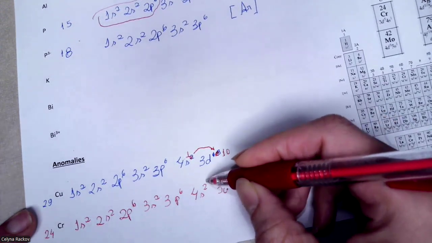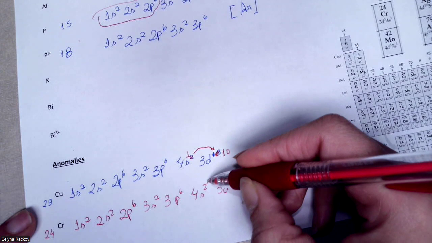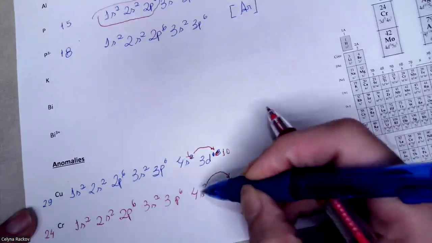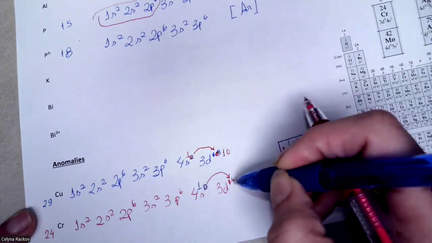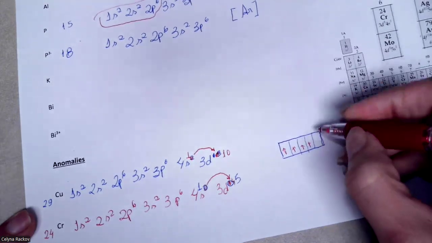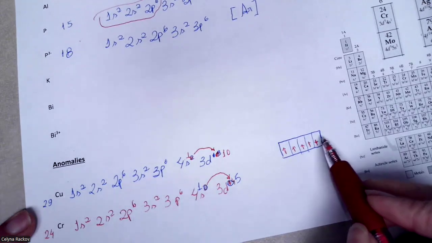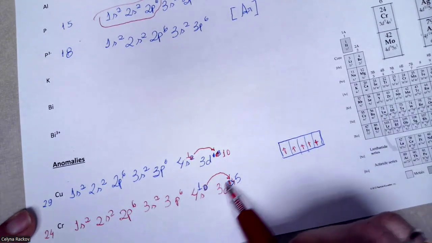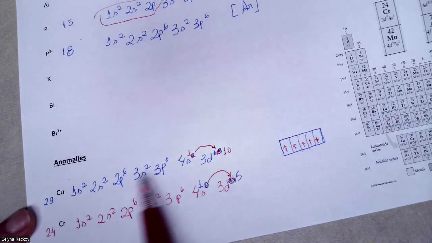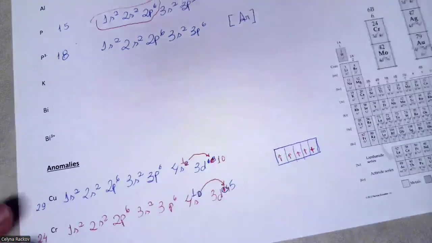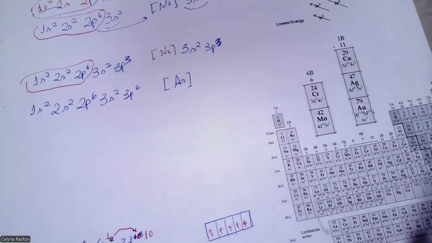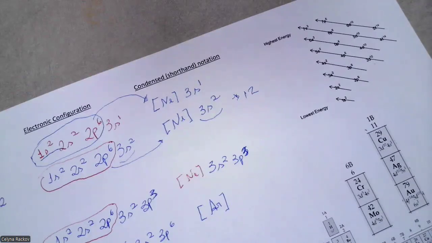What's happening here? One electron from the 4s2 will jump to the 3d. So here will be 4s1 and the 3d will be 3d5, because it's more stable when it's half filled or completely filled. 3d5 is more stable than 3d4. That's why chromium and copper are anomalies, exceptions. So this is the end of chapter 6.